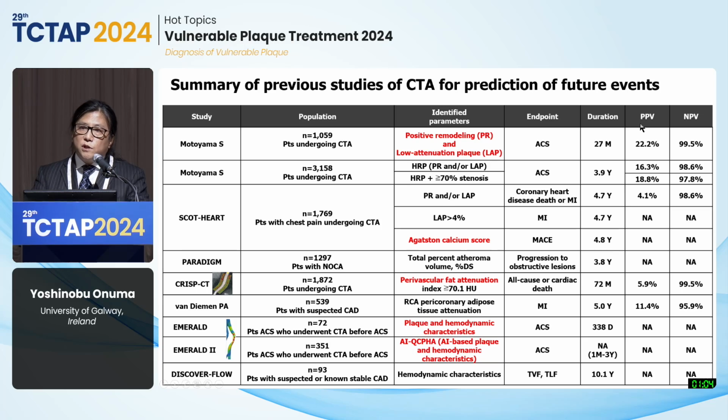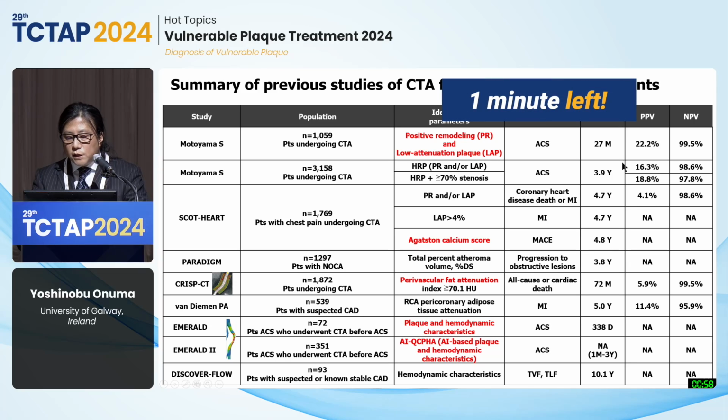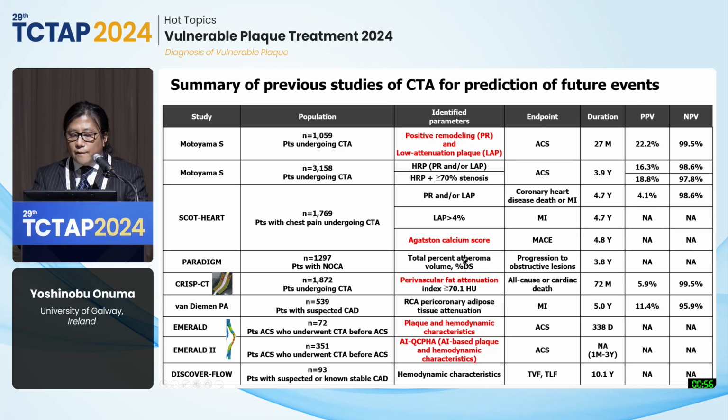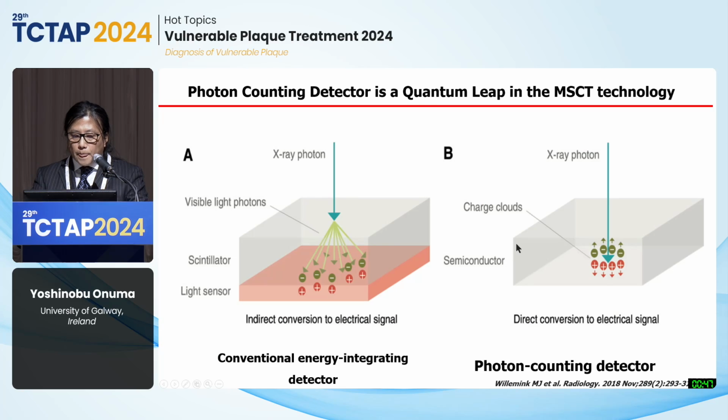You can see the positive predictive value of the event rate with various durations of observation, ranging from 4.1 to 22%. But also the perivascular fat attenuation and AI-based plaque and hemodynamic characteristics will further improve this future event prediction.